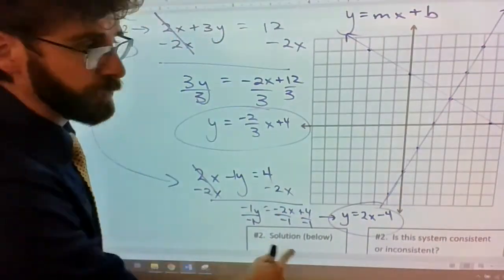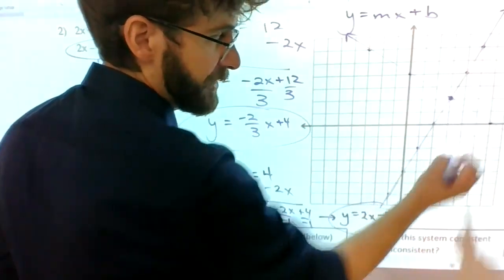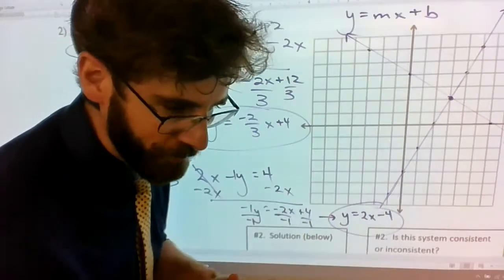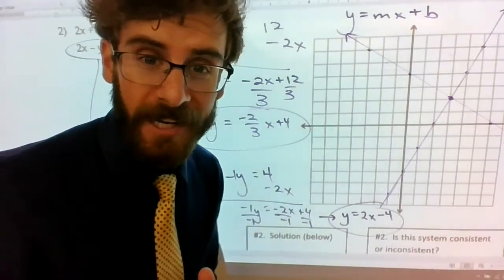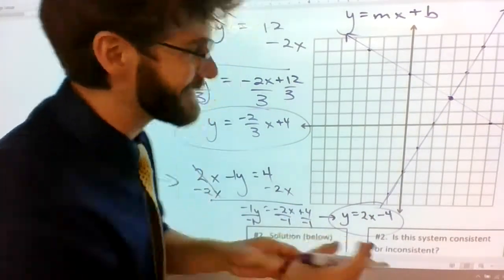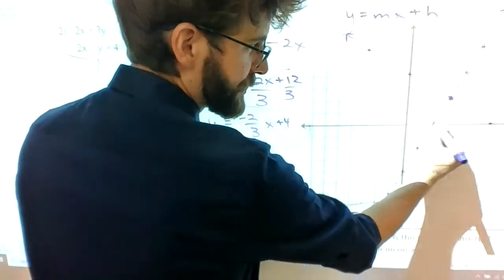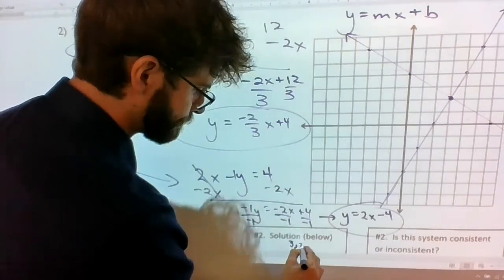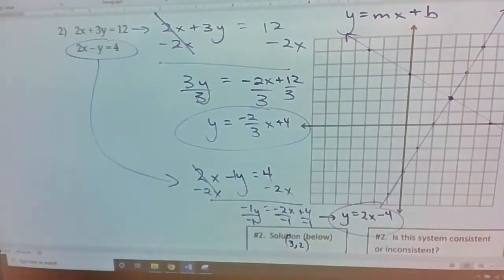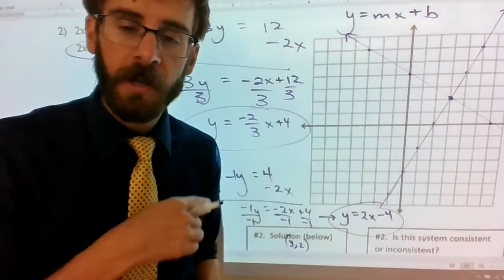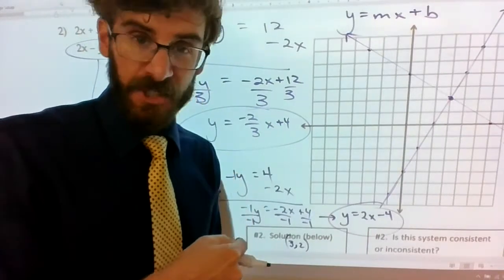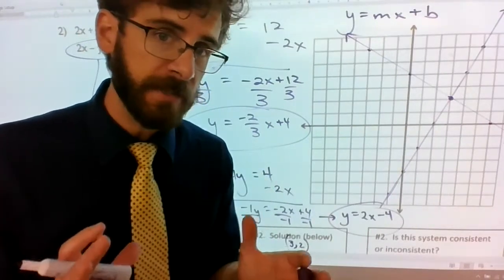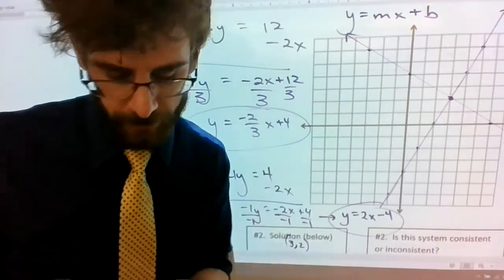And then my solution would be the point at which the two lines intersect. So you go x 3, y 2, 3 comma 2. All right, these are the basic examples. On the next part of this, I'm going to show you some special cases that show up that we need to deal with.